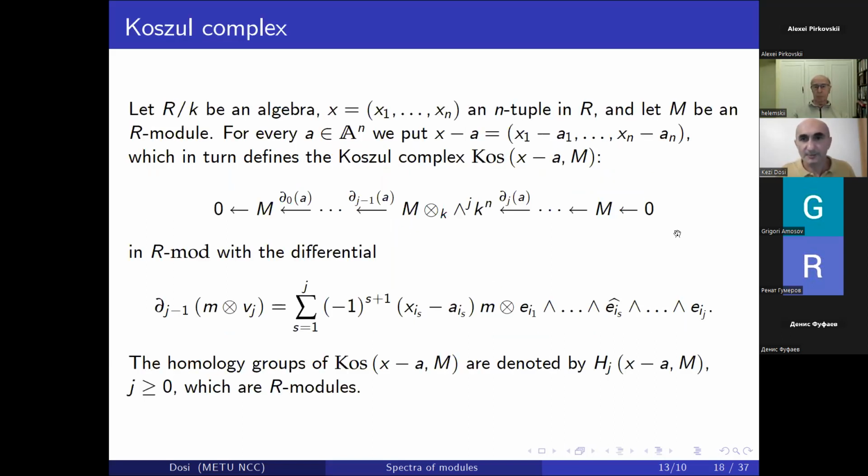Okay, continue our spectrum. The concept of a spectrum we can easily generalize. This is the well-known construction of the Koszul complex. Get X, get A, X minus A is another tuple. We know what the Koszul complex is, right? That is a differential, how this operator is acting over M. And for homology groups, we used to write H, X minus A, M. They are also modules, the homology groups.